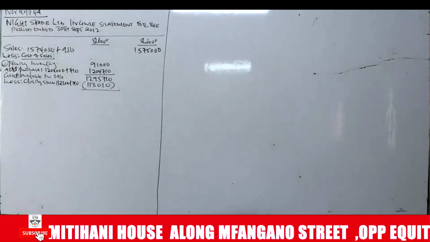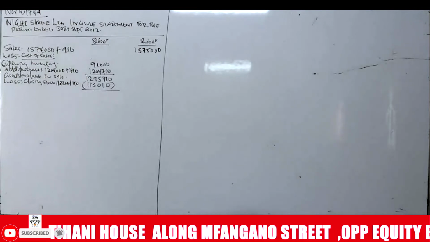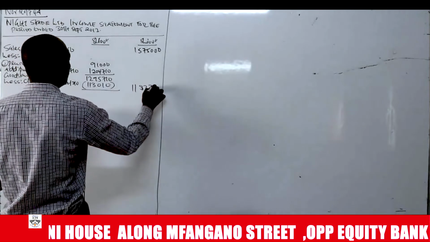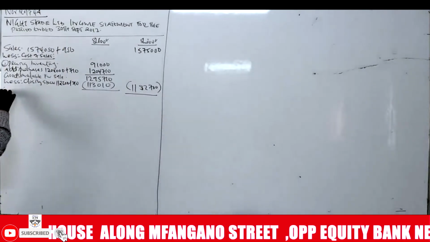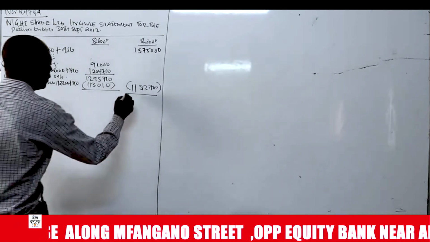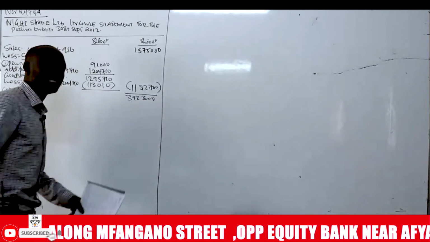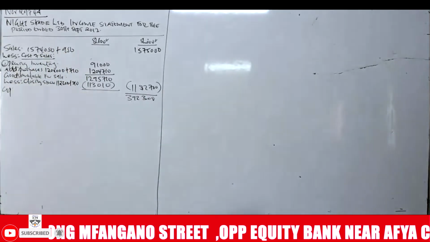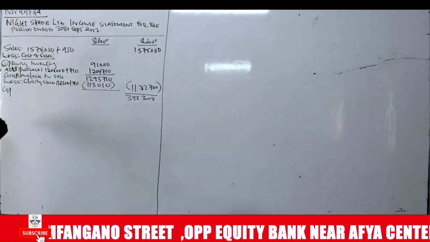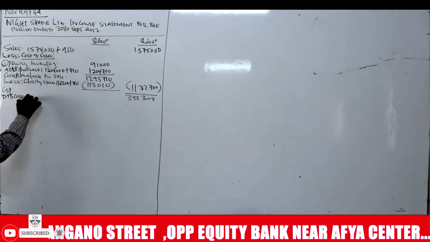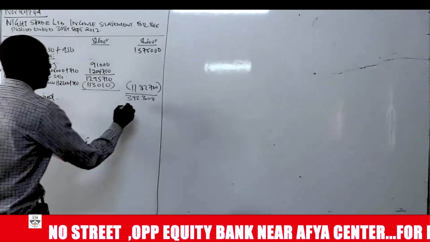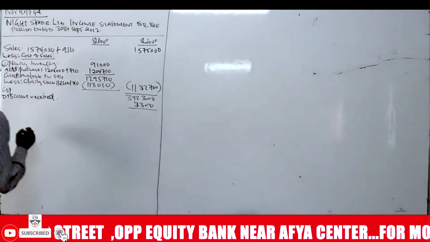How much did you get? 1,182,700. So you get the gross profit here. So you take this figure minus this. What do you get? 392,300. Then we check if we have any other incomes. We have discount received. So we add here discount we received. How much is the discount received? 8,300. Then here we have the total income.